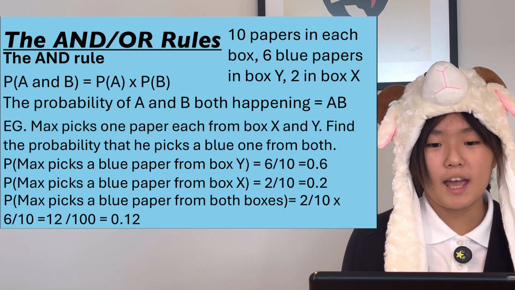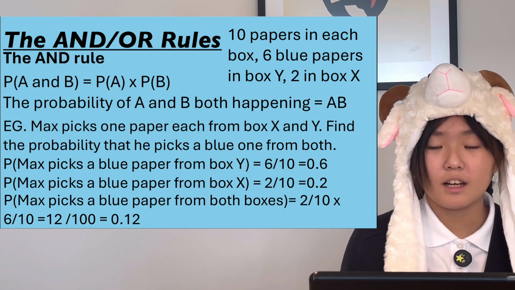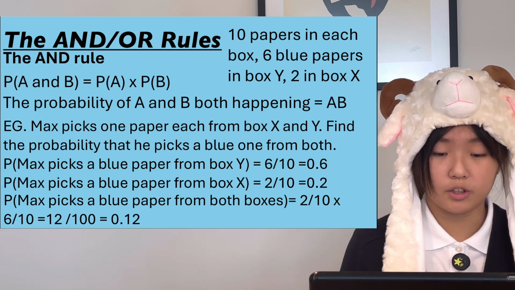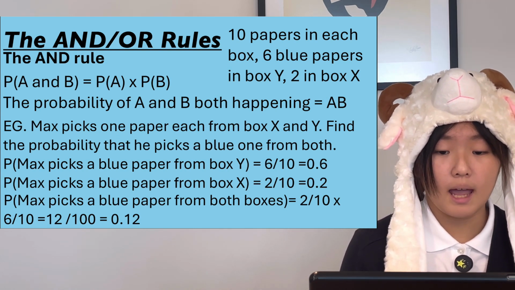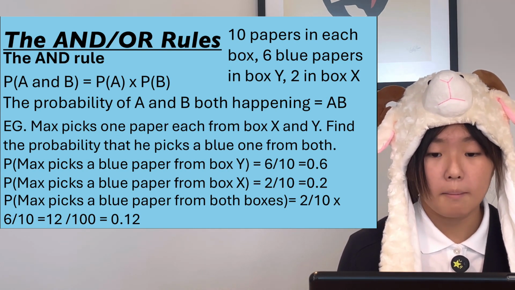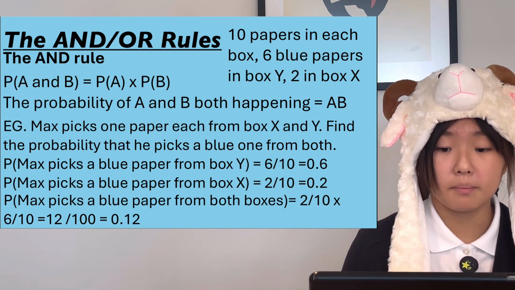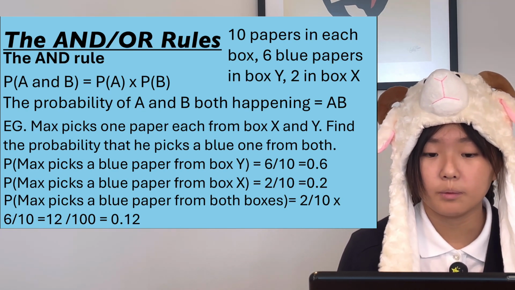Now I will teach you the and/or rules. First, I'll teach you the and rule. The probability that A and B occurs is the probability that A happens multiplied by the probability that B happens. The probability of A and B both happening is AB, which is A times B.